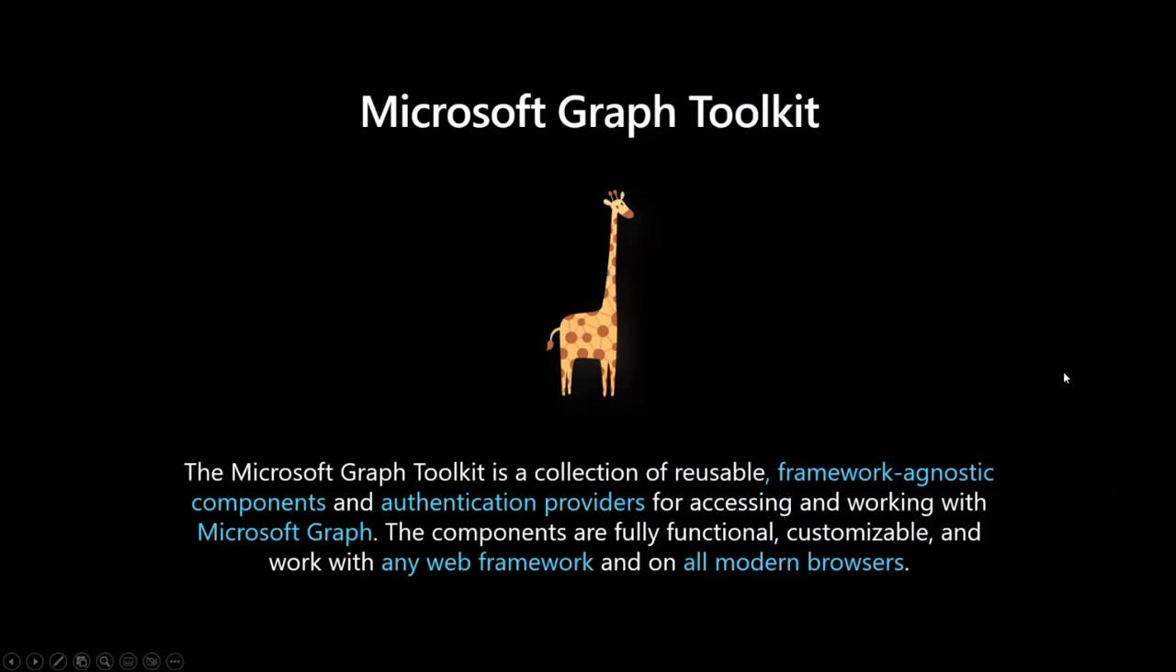Let's move on. So if you don't know what the Microsoft Graph Toolkit is, it is a collection of reusable, framework agnostic components and auth providers that allows you to access and work with the Microsoft Graph. Think about drop-in components for any web apps that are client-side. So you want to have a people picker? We have a people picker. You don't have to build all that functionality for yourself. We handle Graph. We handle authentication. We handle throttling. We handle everything so you don't have to think about it and just build value for your organization.